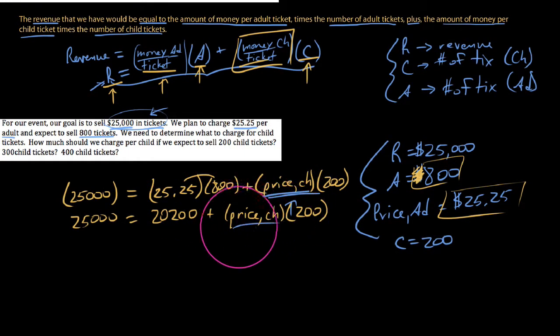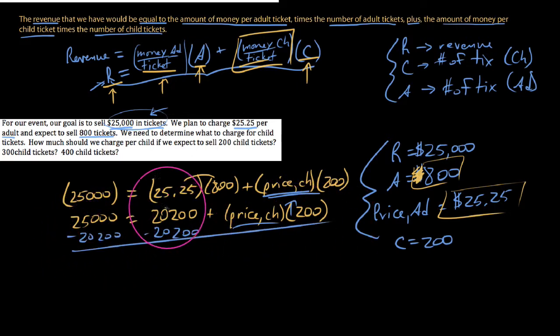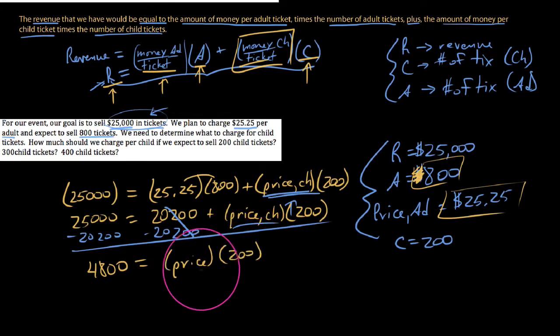So in order to get this by itself, it looks like we're going to have to subtract 20,200 from both sides. And what this is going to do is take out what we made off the adults, essentially. We say, all right, well, what if I took 20,200 away from this? I'm going to be left with $4,800 on the left here. And on the right side, we say this is equal to the price times 200. So to get the price by itself, we're really going to divide both sides by 200 to get rid of this 200 here.